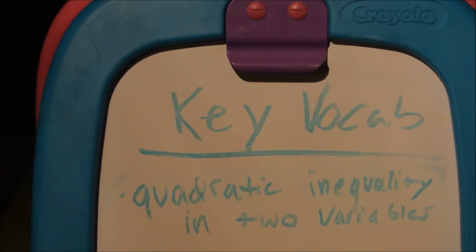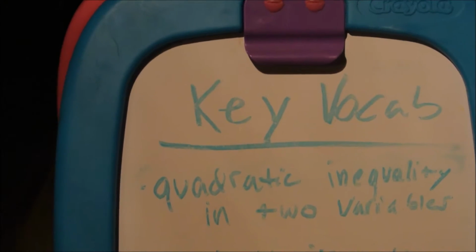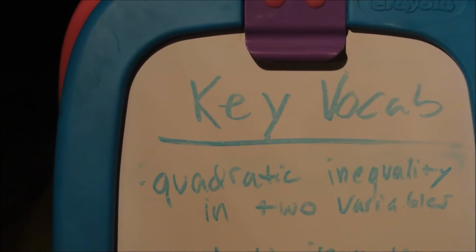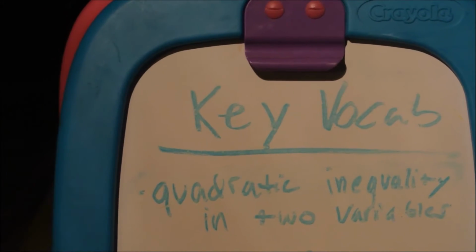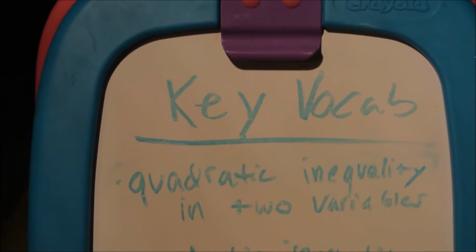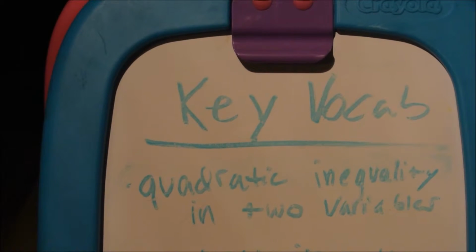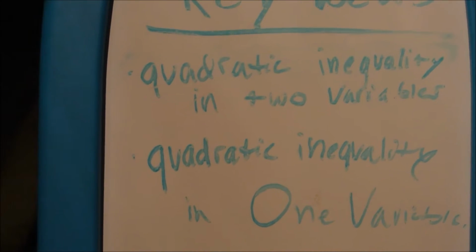Number 1, quadratic inequality in 2 variables. A quadratic inequality in 2 variables can be written in one of the following forms. y is less than ax squared plus bx plus c, or y is less than or equal to ax squared plus bx plus c. Number 2, quadratic inequality in 1 variable.